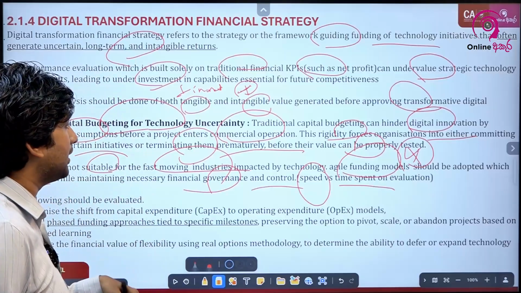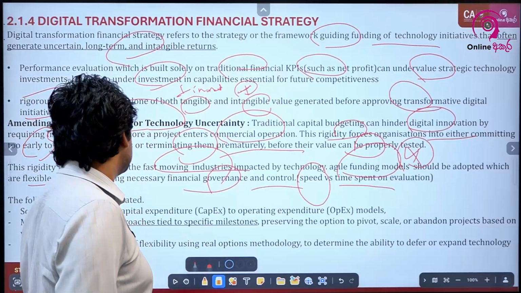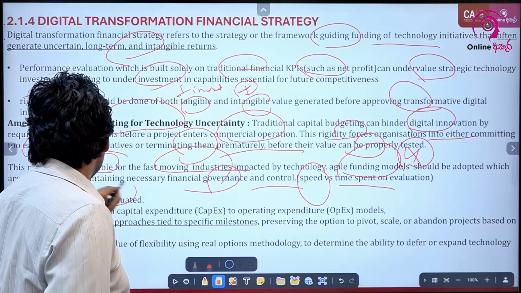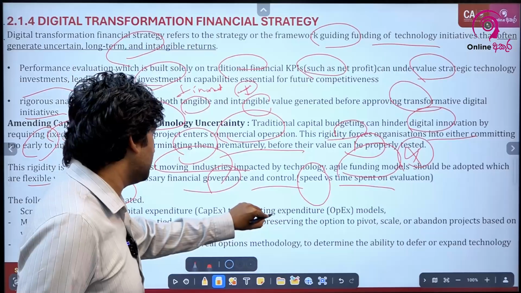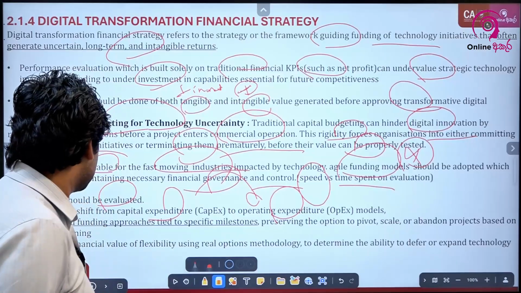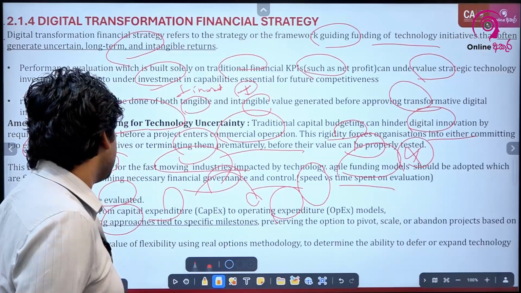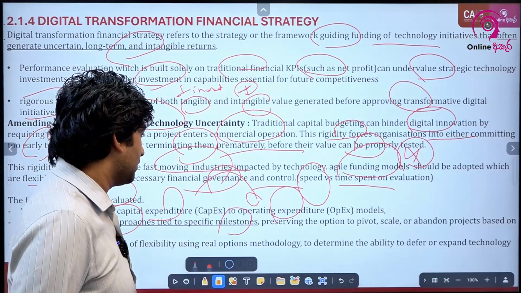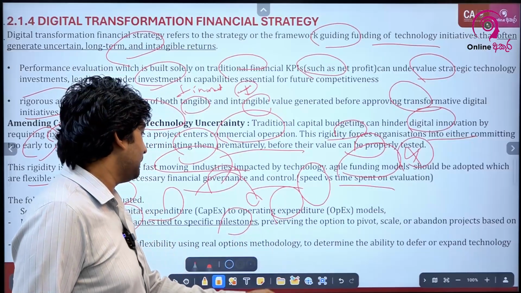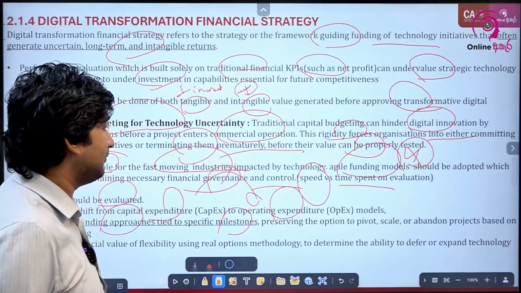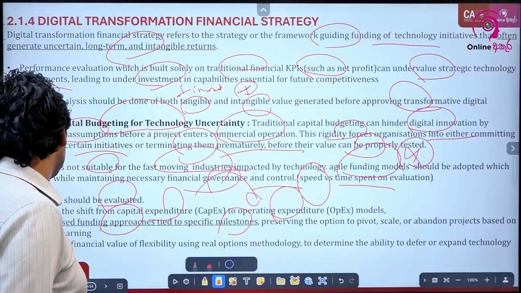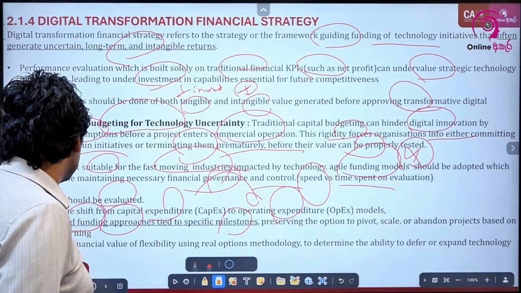This is where you need to have agile funding models which should replace traditional funding models such as capital budgeting. So the following should be evaluated. You need to shift from a capital expenditure model to an operating expenditure model. I will explain this with an example. You need to come up with phased funding with specific milestones. If you achieve the milestone, we will do further funding. If you are unable to achieve the milestone, then we will abandon the project. So funding the project based on specific milestones, a phased funding approach, will be more suitable.